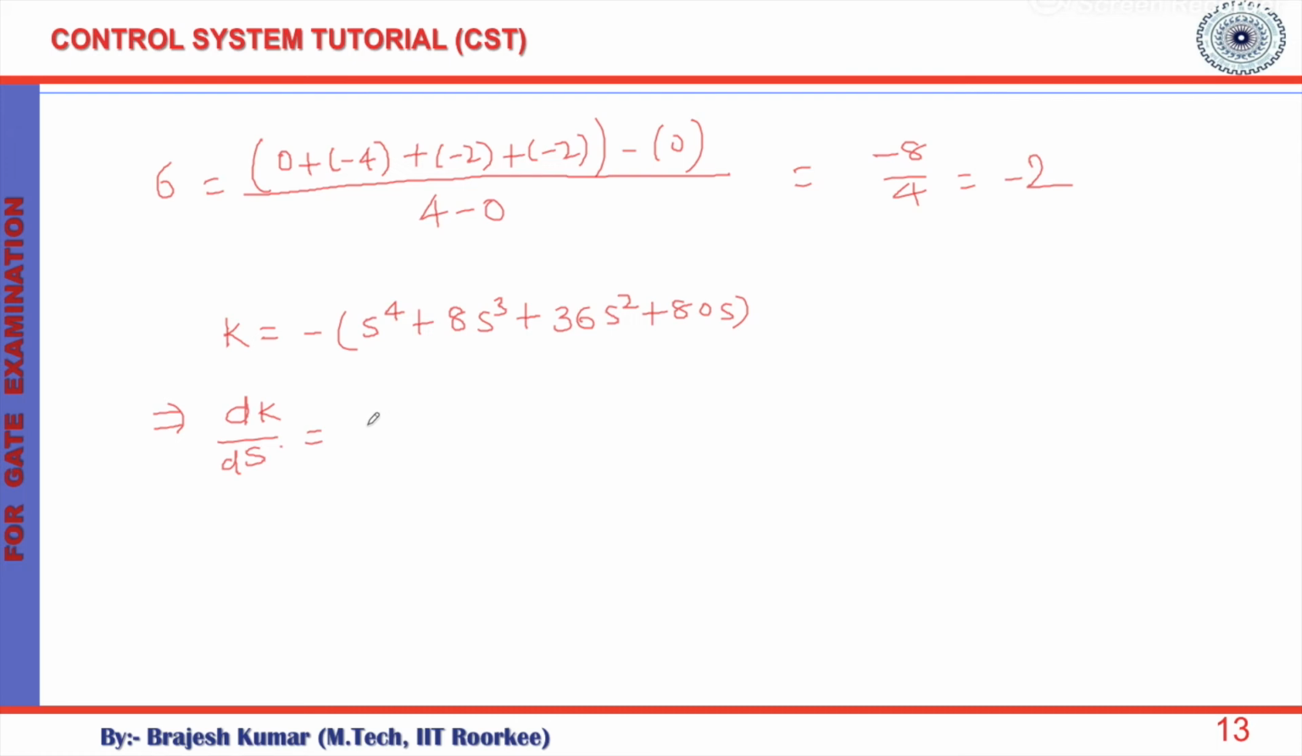So dk/ds will be equal to minus 4 s cube plus 24 s square plus 72 s plus 80, and putting this whole term equal to 0 will lead to the values of s: s equal to minus 2, then s equal to minus 2 plus minus. We are having a cubic equation, so one of the roots is real and the remaining two roots are complex conjugates.